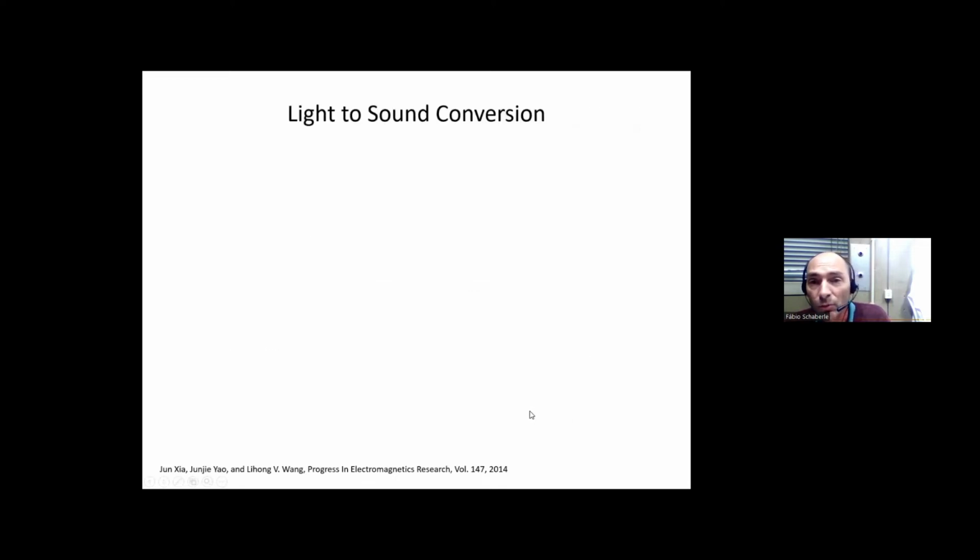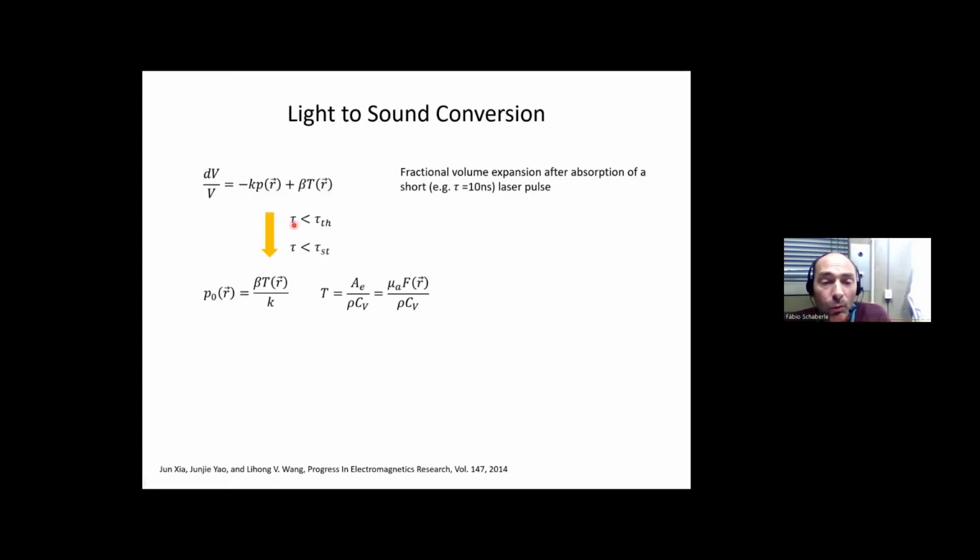So how does light convert to sound? Well, there is a relation between the fractional volume expansion related to the pressure and the temperature. So when these two conditions are achieved, that the pulsed light of the laser is shorter than the thermal confinement or the stress confinement, this volume fraction over the volume is near zero. So we can write the pressure in function of the temperature.